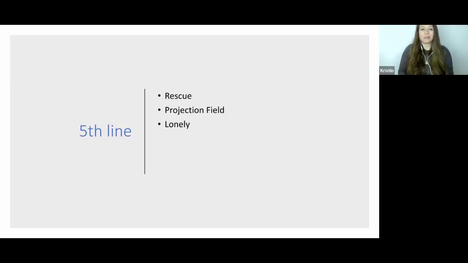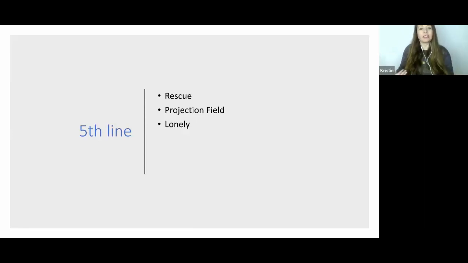The fifth line profile can be a bit of a white knight in shining armor. Okay, it can rescue you. And because it's really good at being able to rescue you, sometimes what can happen is the white knight in shining armor initially is the hero, but eventually becomes the villain. And it depends on what projection field the fifth line is in.